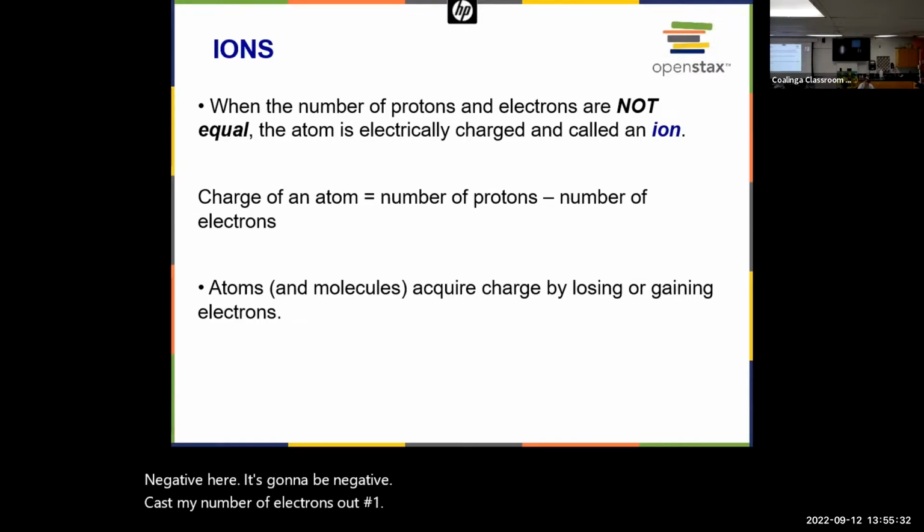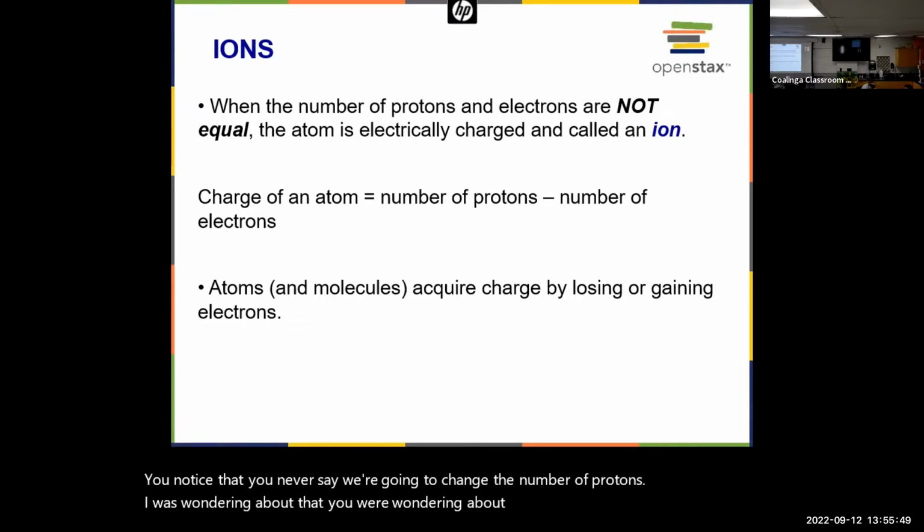So you notice that we never talk about protons being deficient, right? You never say, oh, we're going to change the number of protons. I was wondering about that. You were wondering about that, right? Yeah, why don't we do that? Since you're wondering, why do you think we don't do that?